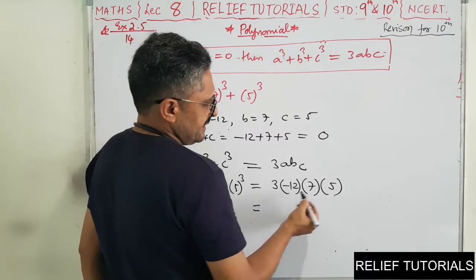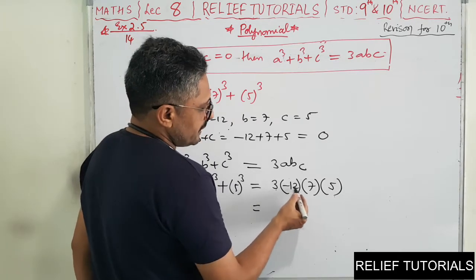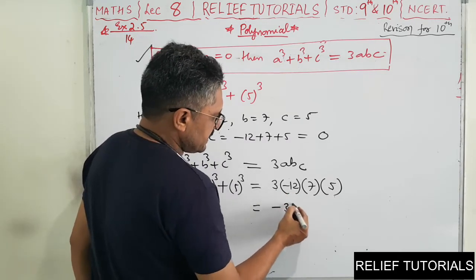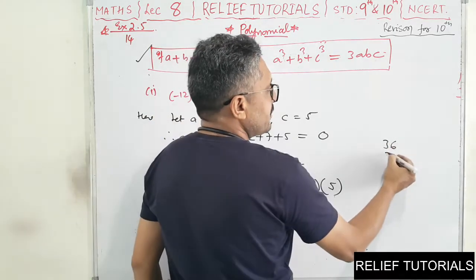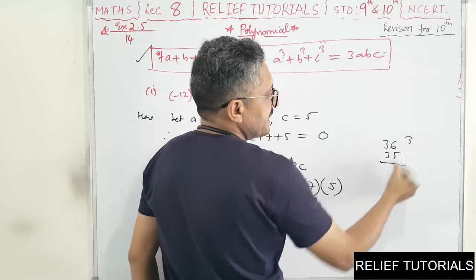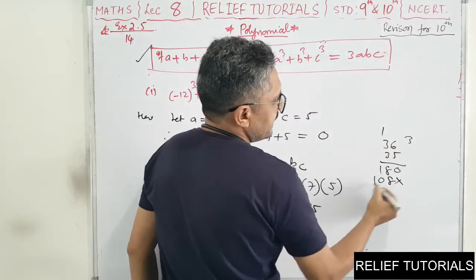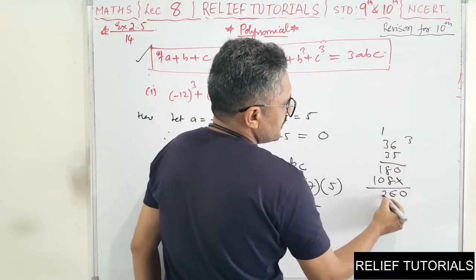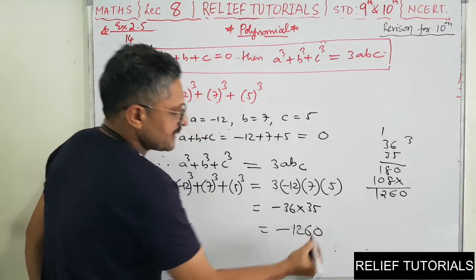Now I multiply here. 7 fives are 35. 35 into 3. 12 threes are 36, so minus 36 into 7 fives are 35. So 36 into 35 you have to carry out. 6 fives are 30, carry 3. 5 threes are 15 and 3 is 18. 6 threes are 18, carry 1. 3 threes are 9 and 1 is 10. So 0, 6, 2, 1. 1 2 6 0. So your answer will be minus 1260.